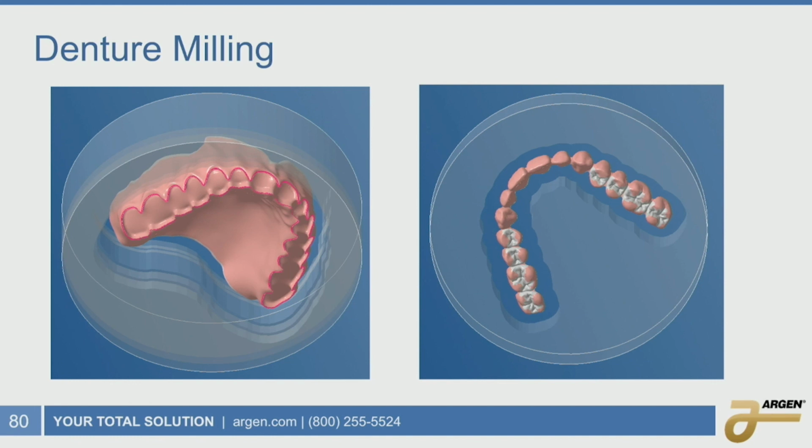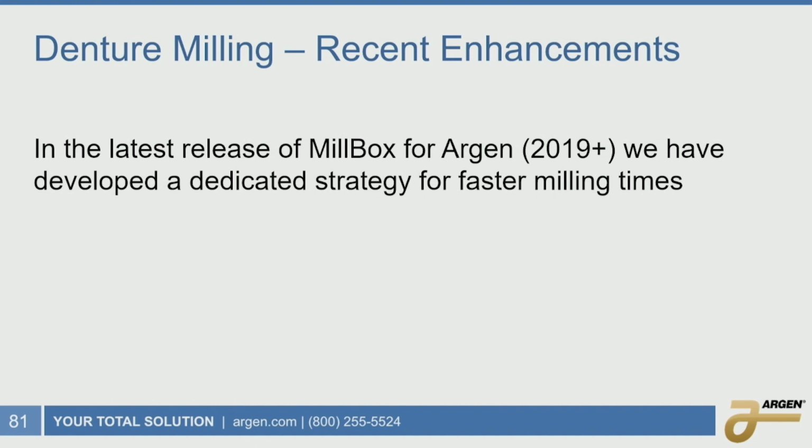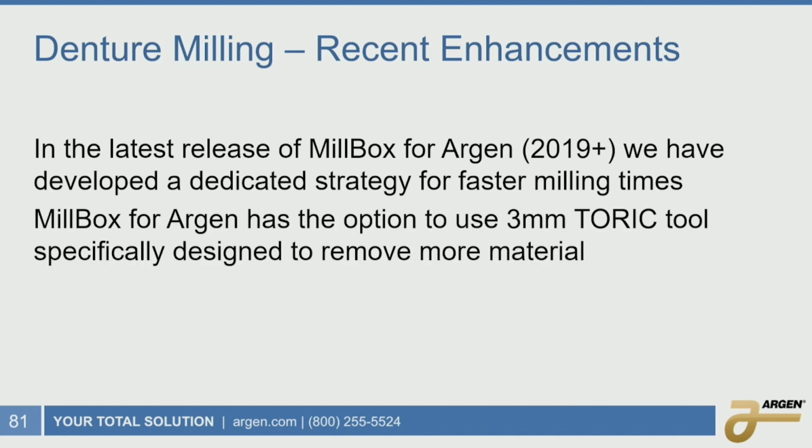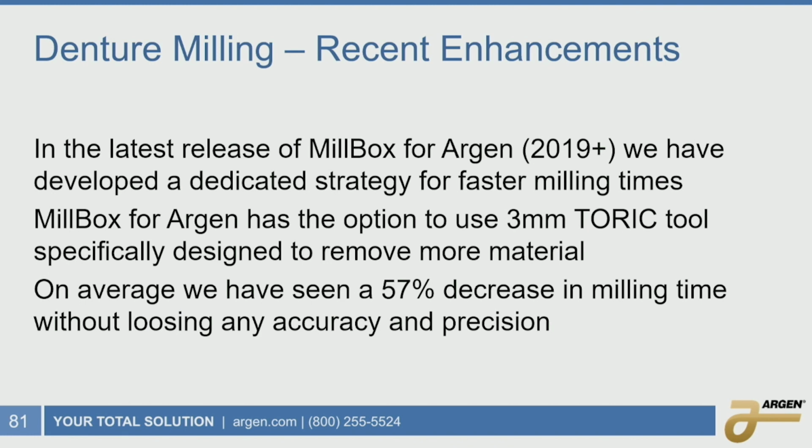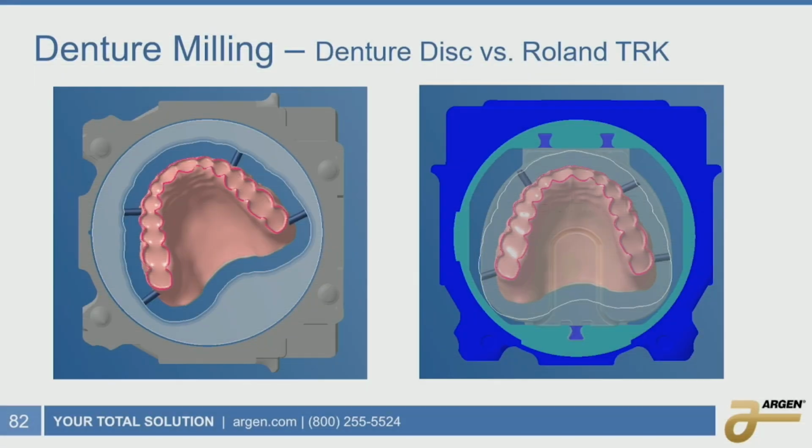All right. So one of the big topics these days is denture milling. In the latest release of Millbox for Argen, which is anything 2019 and higher, we have developed a dedicated strategy for faster milling times, specifically for dentures and monoblock. Millbox for Argen has the option to use a 3mm toric tool, specifically designed to remove more material. And on average, compared to what we were using on a 2018 version, we've seen a 57% decrease in milling time without losing any sort of accuracy or precision.